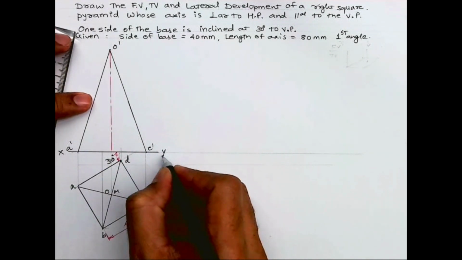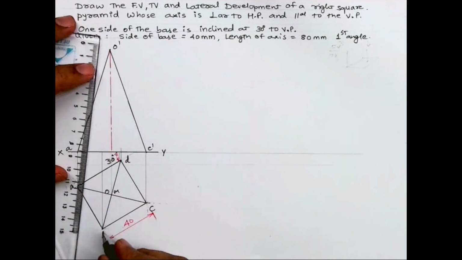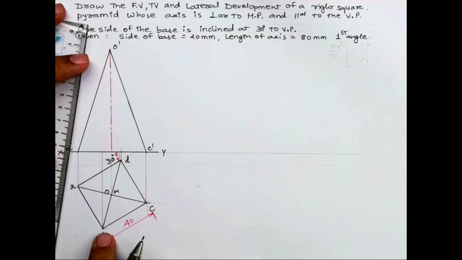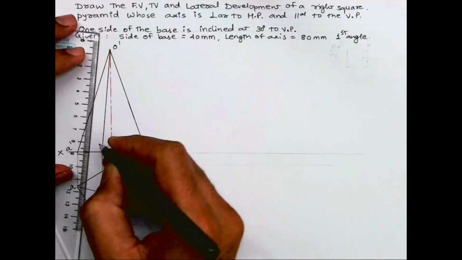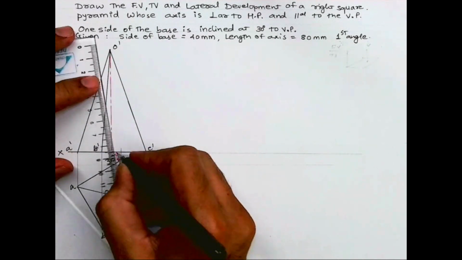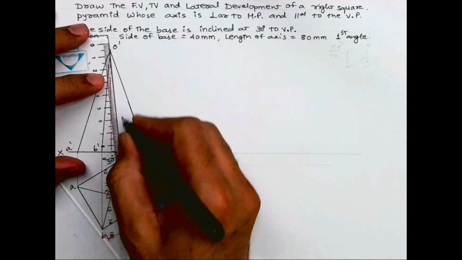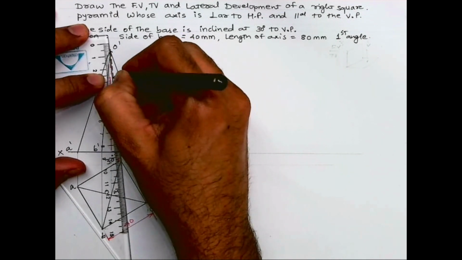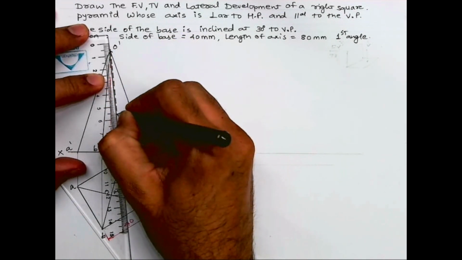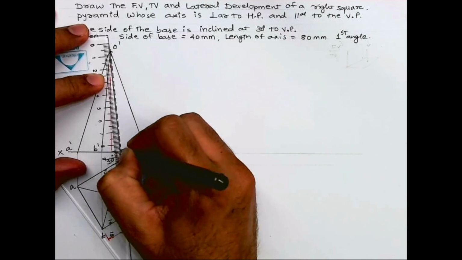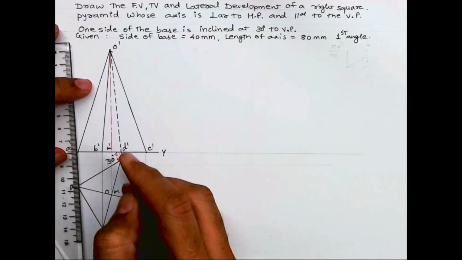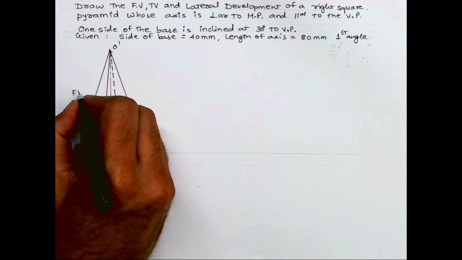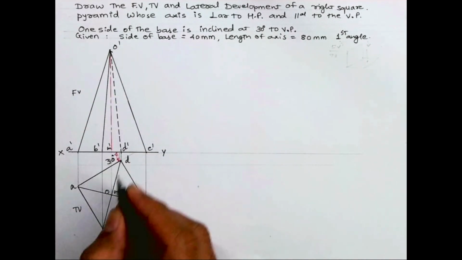This is XY. This is B. So B will be dark because the observer can see that. So O dash to B dash will be dark, and O dash to D dash would be dotted. This is O dash M dash. This is the front view, this is the top view.